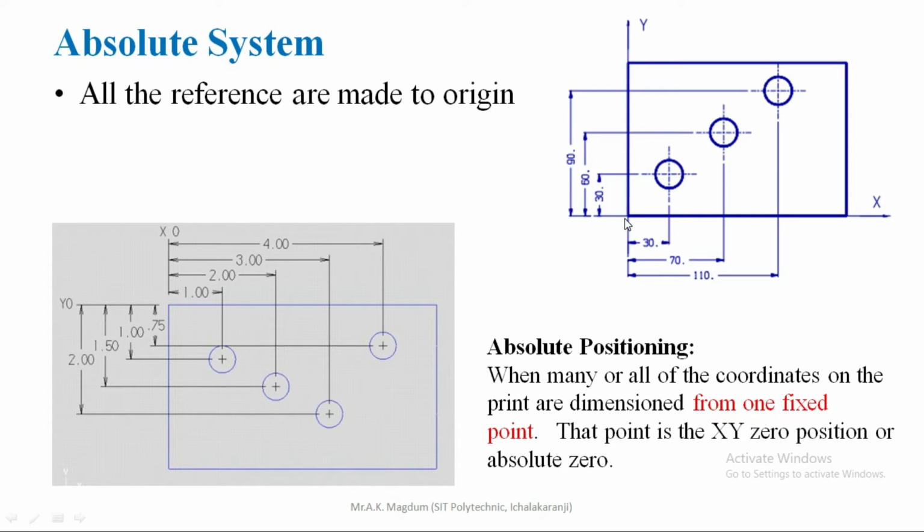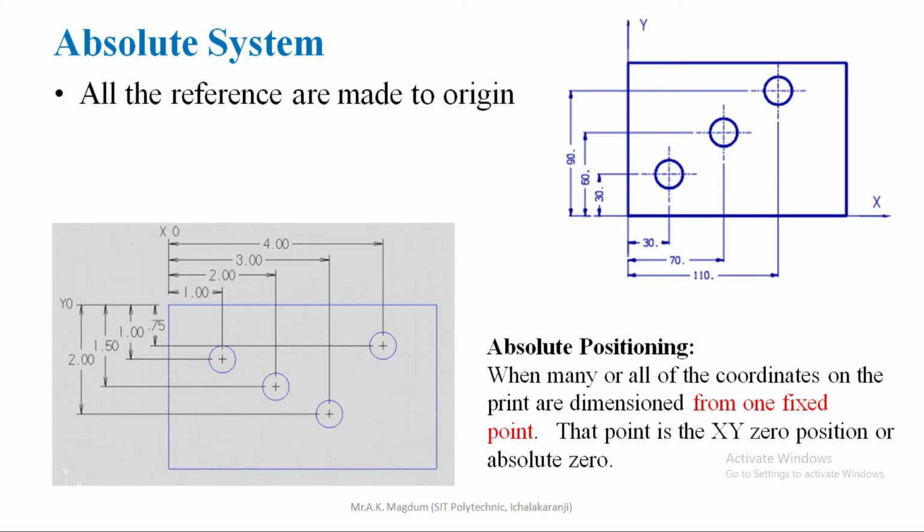All the dimension references have their origin. That is the basic difference. When you compare with incremental, in that case the next dimension distance is given directly one after another, and that is the basic difference between the absolute and incremental dimensioning systems.